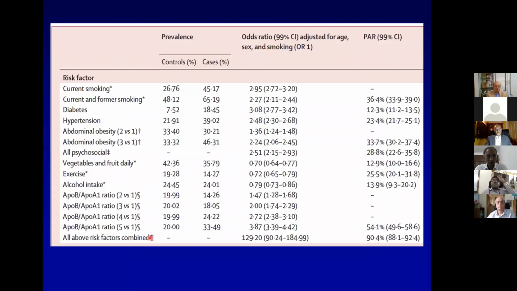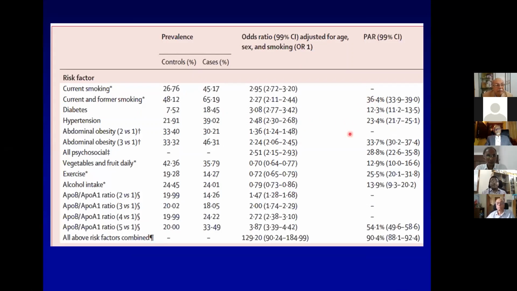So let's go back to this, right? Smoking, current and former smokers. So if in this population, everybody stopped smoking, right? So 36% of the risk of a myocardial infarction due to smoking would reduce. This is very important. So now, how is this important for policymakers? They will look at which is the largest PAR here. Let me go and address that.